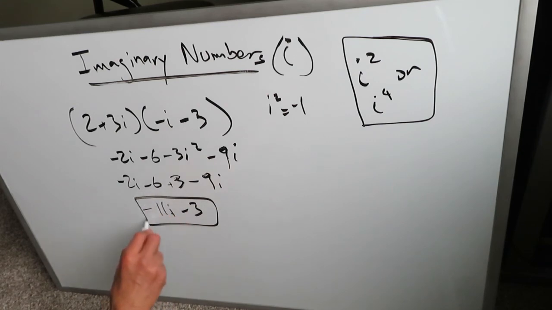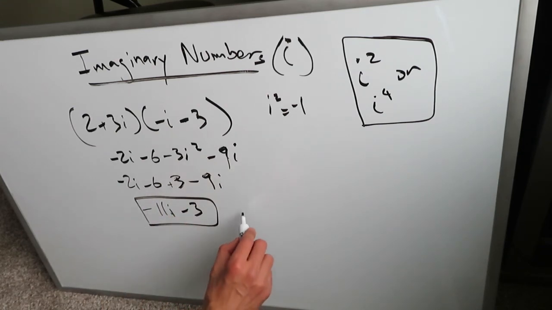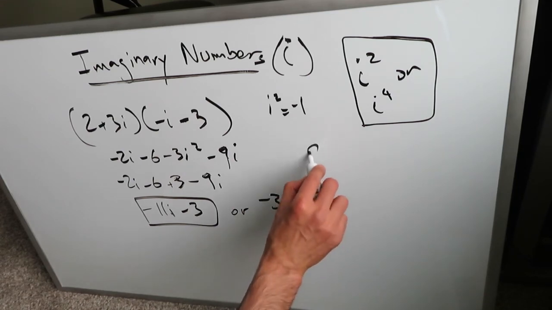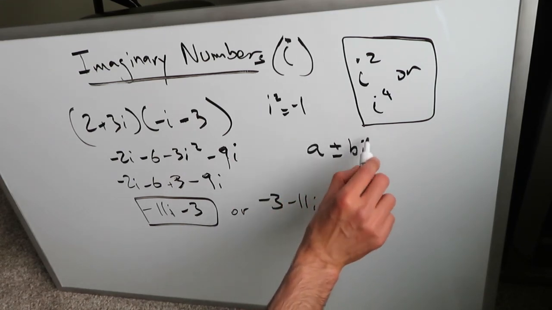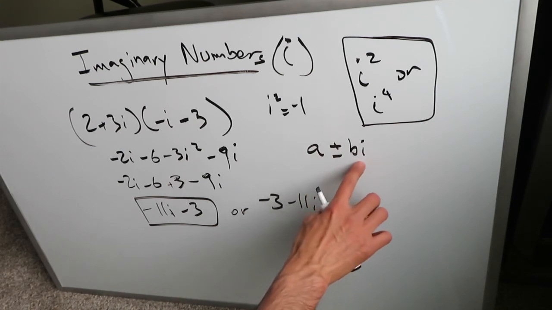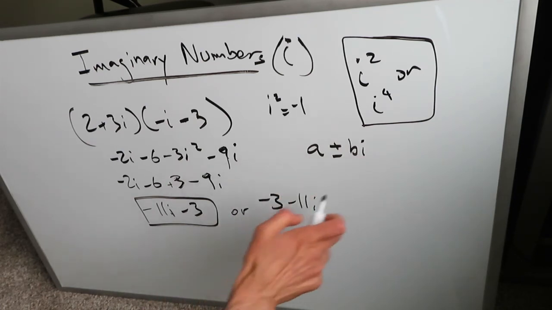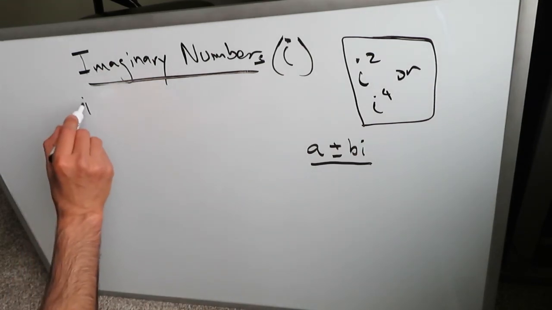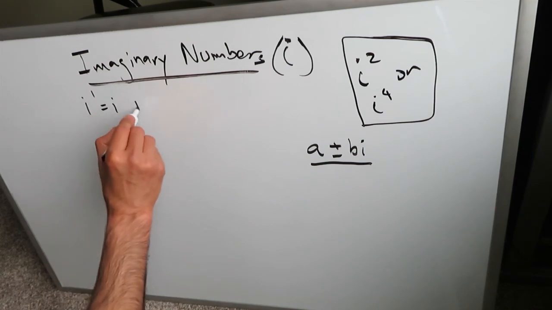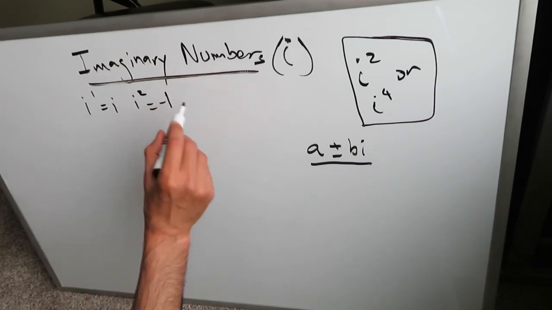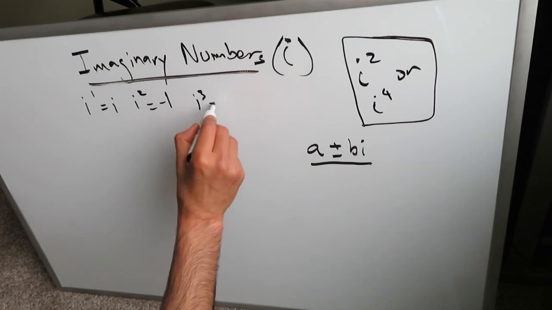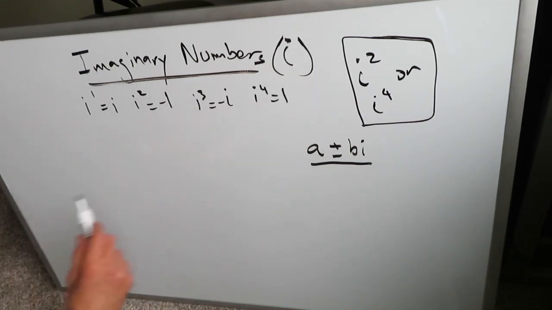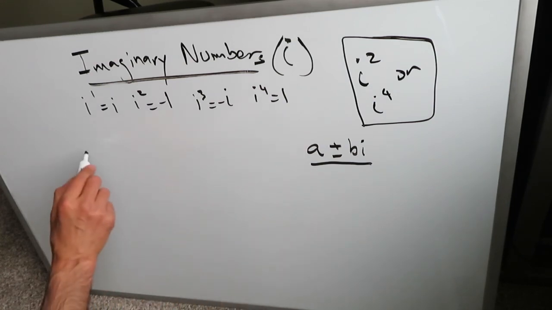So here's your final answer: minus 11i minus 3, or you can say minus 3 minus 11i. And normally you want to write these in the form a plus minus bi, where you write the constant first and the imaginary number second. Very quickly, this is what you need to remember. i to the power of 1 is i, i square is equal to minus 1, i cube is equal to minus i, and i to the 4 is equal to 1. So given that framework and presenting our answers in this form, look at this question.